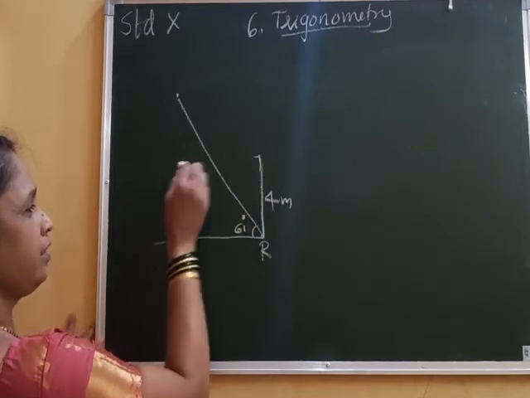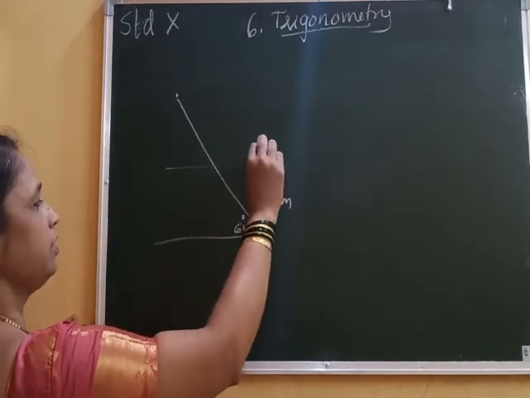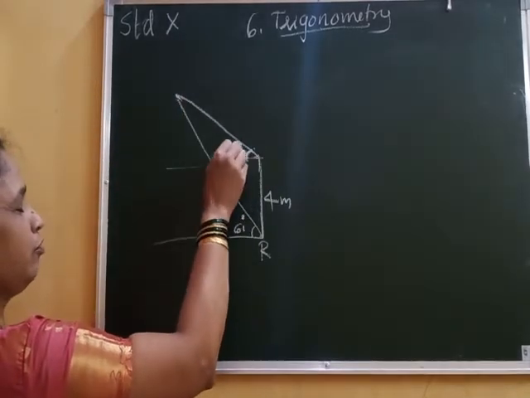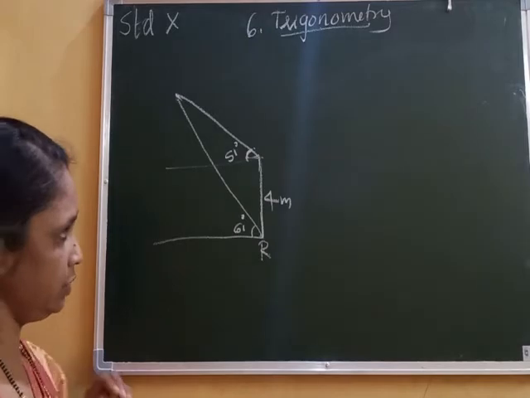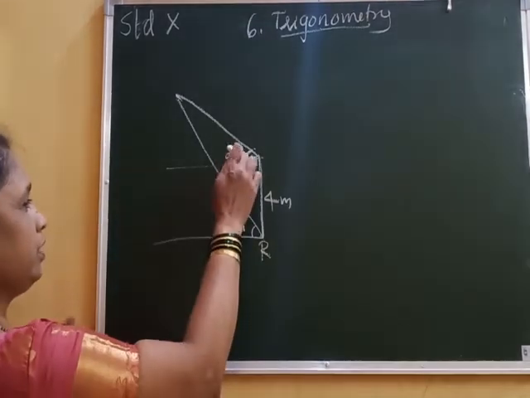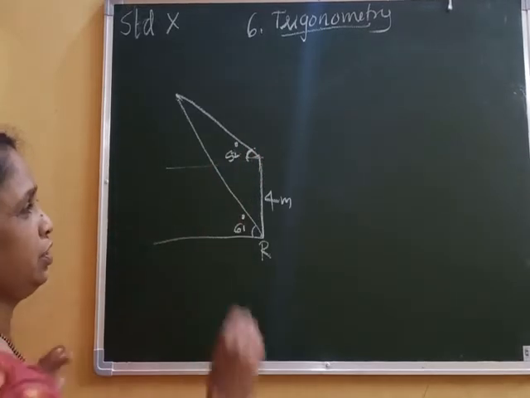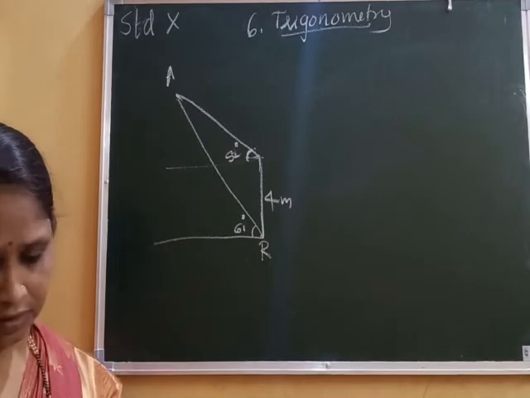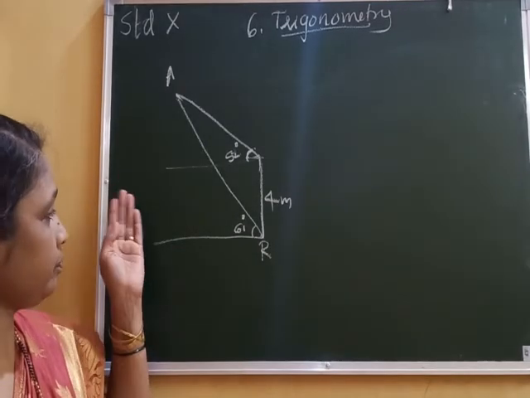And from there she observed the eagle. Now she observed, making an angle of how many degrees? It is 52 degrees. Okay, this is 52 degrees. She observed an eagle, so we will give this point the name A.